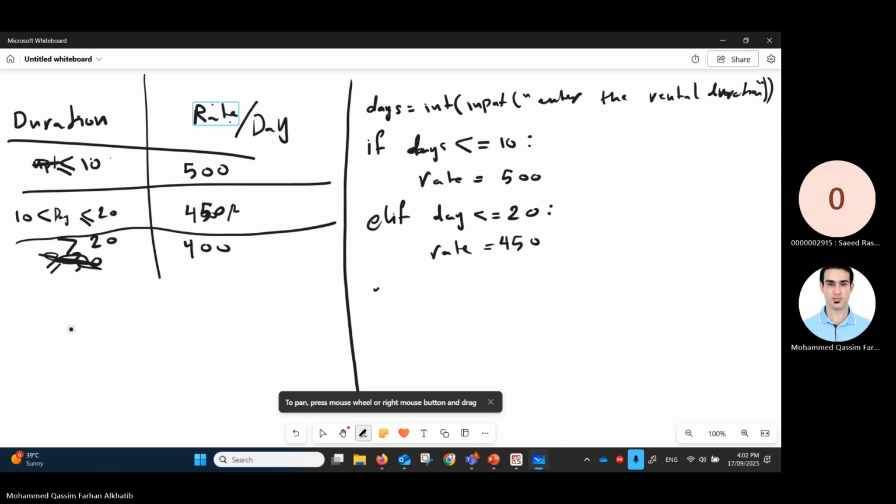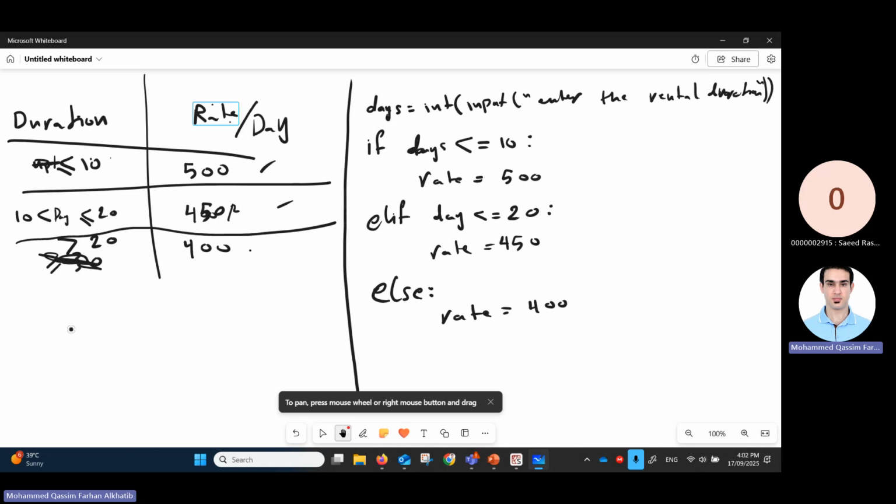Elif. So I'm done with this one. The last case, else. Rate equal 400. What is the last part? Print what? Let's keep it simple. Let's keep it for the number of days. So probably you want to check if days is larger than 0 and then do the others. If I put a negative number of days, then, but let's keep it simple. Let's keep it this way.